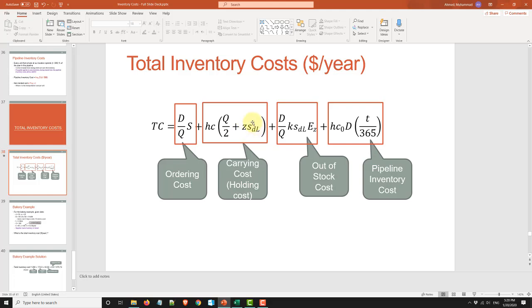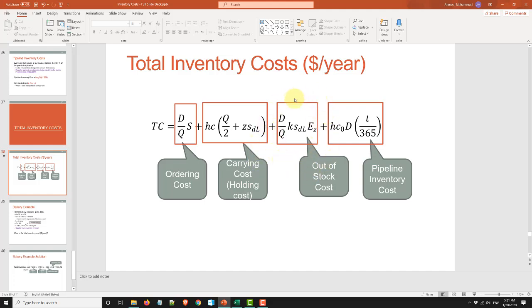SDL depends on how variable your demand is, and how long and variable your lead time is. If lead time has zero variability, it is fixed, and if your demand has zero variability over time, it is fixed, then SDL will be 0 and this whole term will be 0. Z multiplied by SDL is basically your safety stock, and this is your cycle stock. Cycle stock plus safety stock is the average inventory level, times HC gives us the carrying cost.